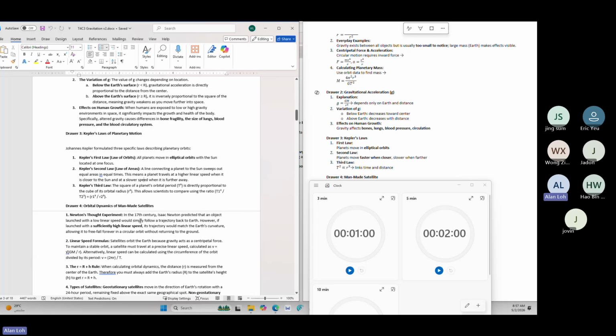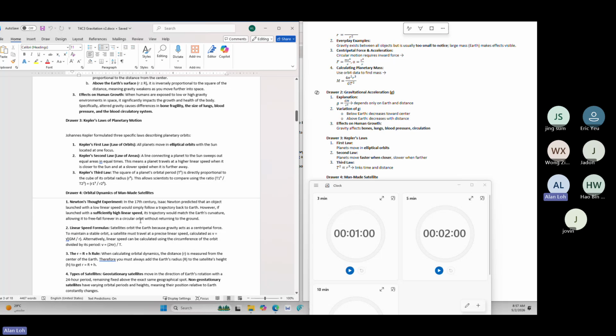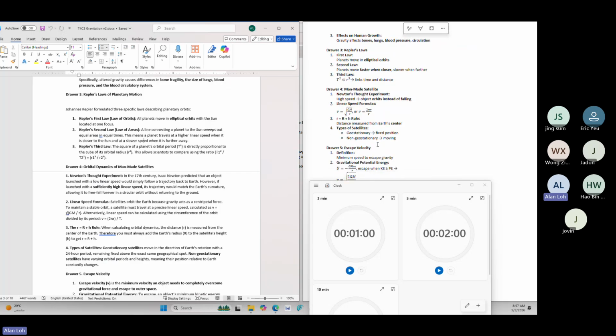Let's continue on drawer 4. And on the right side is the reference. Right. Also, you have four points over here, and you also have 4 points over here. Newton's thought experiment, then the formula, then this R plus H rule, and also the types of satellite. Okay, let's do the same drill for 1 minute. We will read drawer 4. Let's start now.